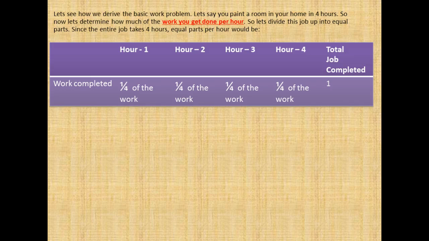In the second hour, you would get 1/4 of the work done. In the third hour, you would get 1/4 of the work done. That's 3/4 of the work. And in the fourth hour, you get 4/4 of the work done, or another 1/4. And so the total job completed would be one job completed, or one task, okay?